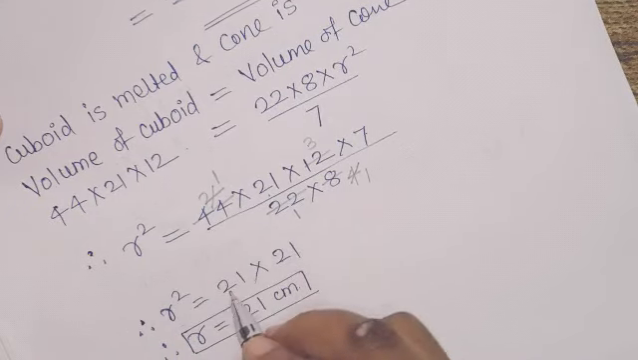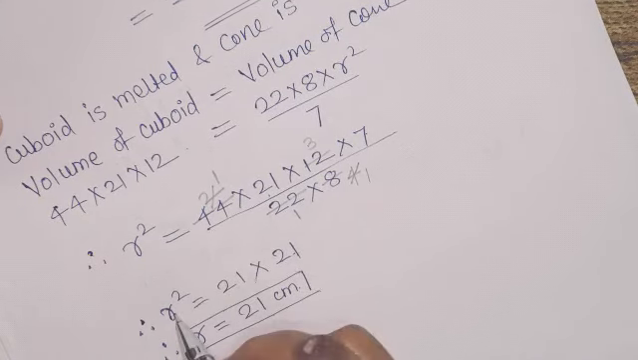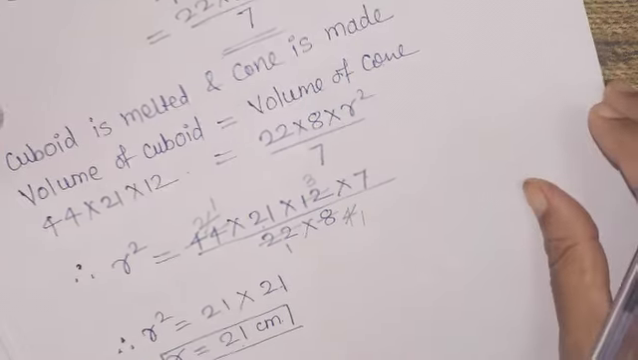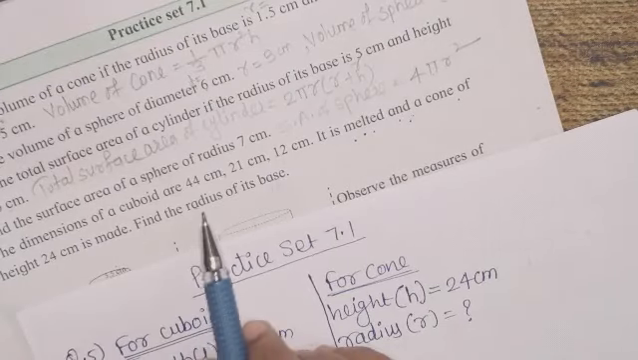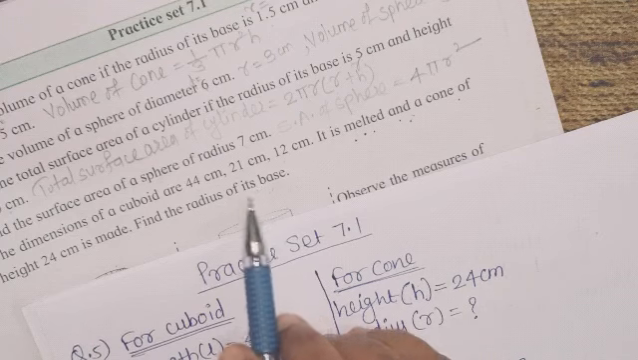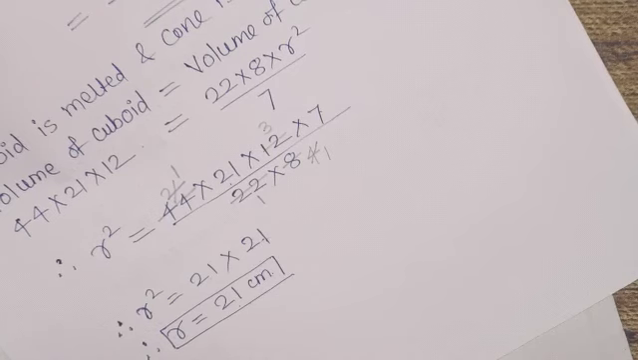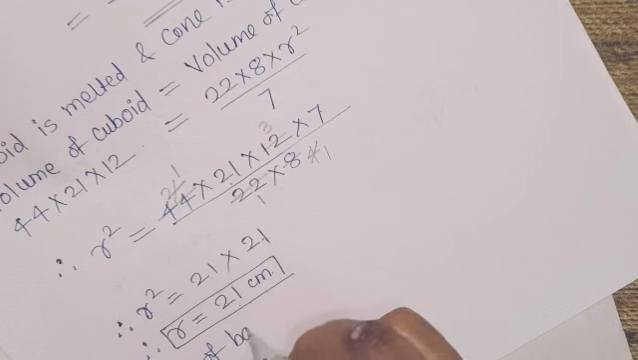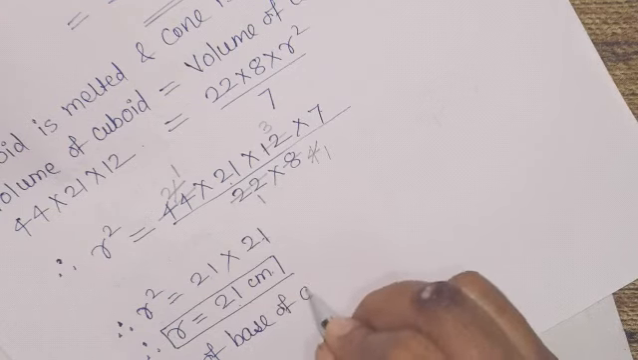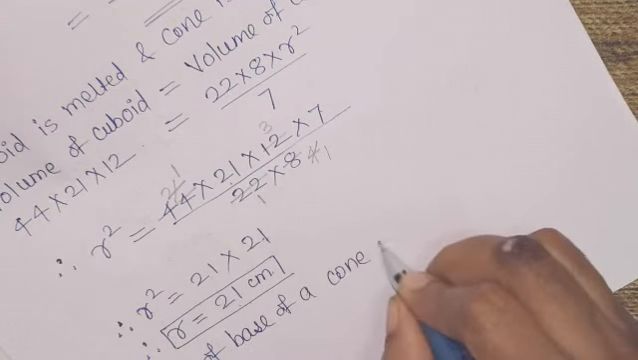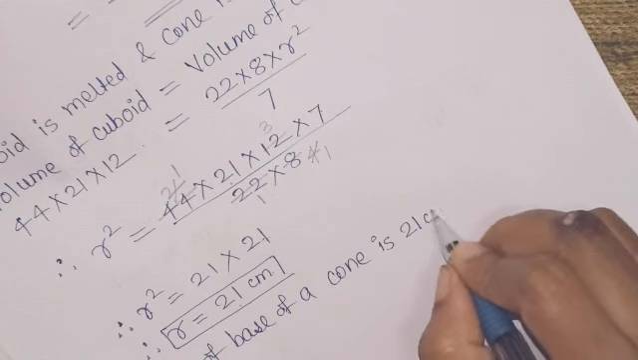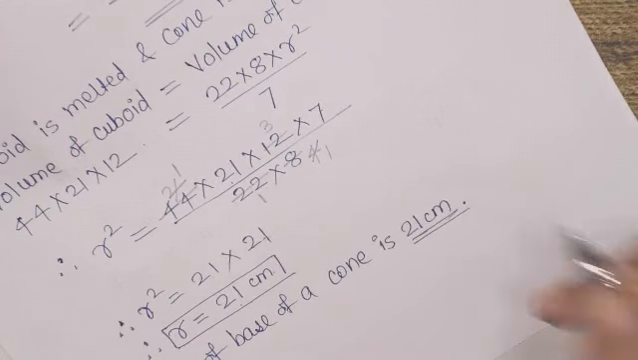21 into 21, that means 21 square. If you take out its square root, you will get 21. And then you have to write answer. Therefore, the question is find the radius of its base. It means cone. So therefore radius of base of a cone is 21 centimeter. So this is the answer.